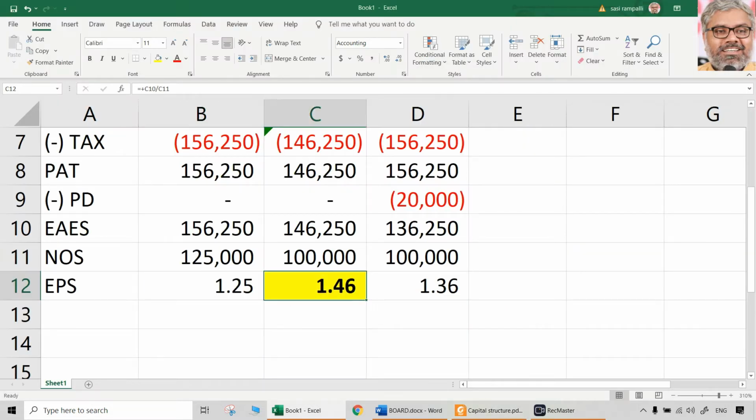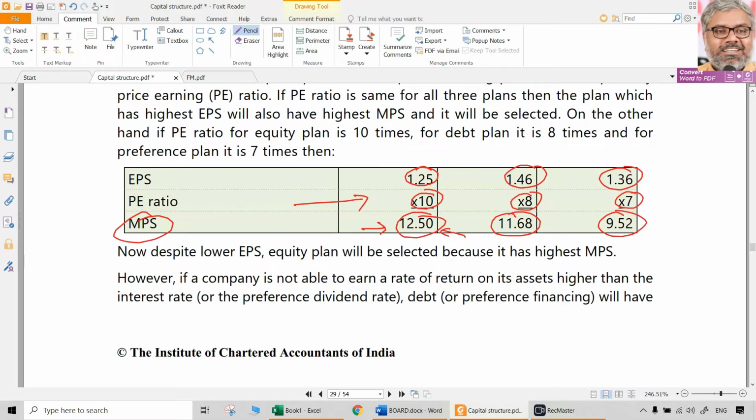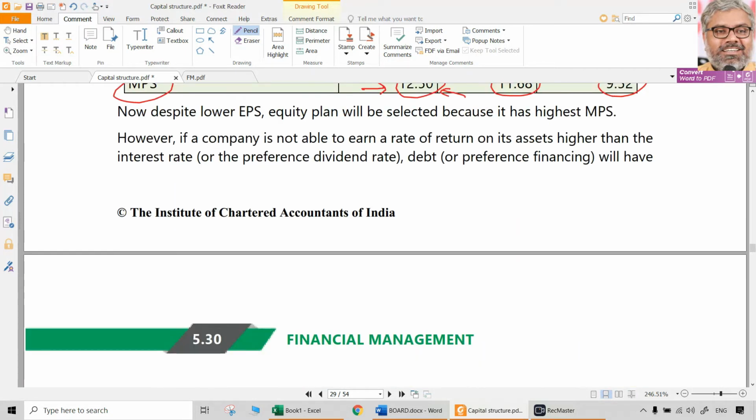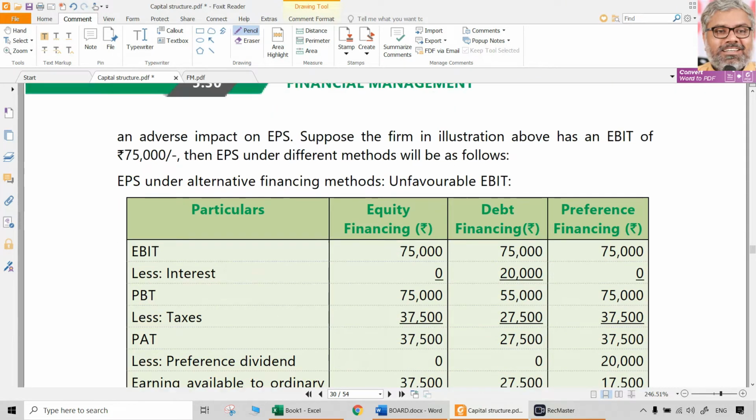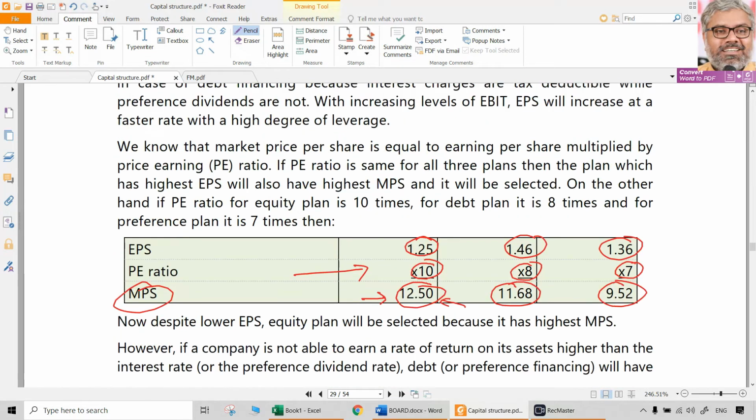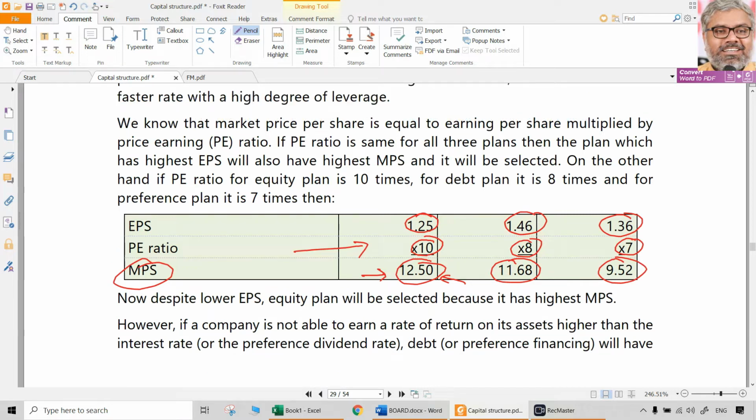If you take only the basis of EPS, then alternate 2 looks better than others. But if you take MPS as the basis of the selection point, then alternate 1 looks a better option because it has more market price per share, because it has more PE ratio also. That is not in the hands of management, that is not in the hands of anybody. PE ratio is something that is in the hands of the market. What is the perception of the investors about the company? That will determine the PE ratio. That will automatically tell us which kind of capital structure, which kind of source of finance will maximize the MPS. In this case, alternate 1.